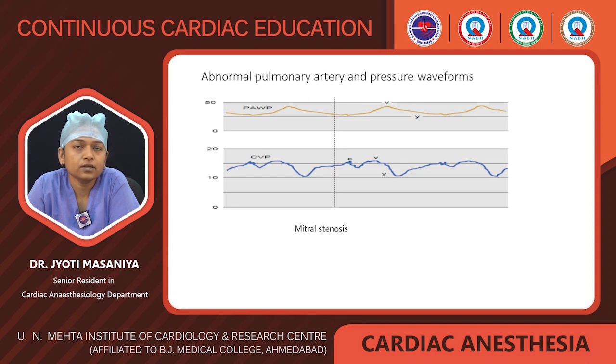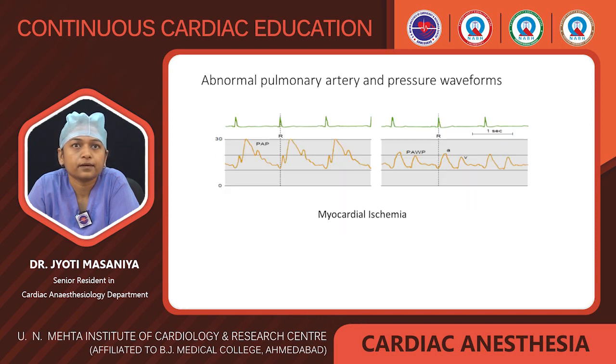In mitral stenosis, we can see in the PA pressure waveform there is an increased pulmonary artery wedge pressure and an attenuated Y descent. Due to myocardial ischemia, as myocardial ischemia leads to diastolic dysfunction, there is a slightly elevated pulmonary artery wedge pressure and large A waves and V waves. By this we can identify myocardial ischemia by observing these changes in the pulmonary artery wedge pressure tracing.